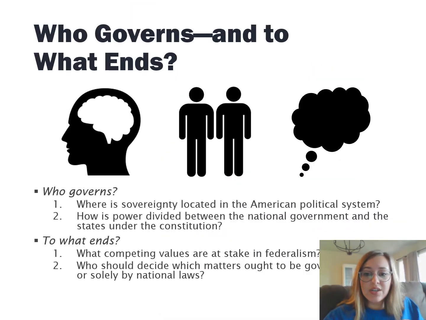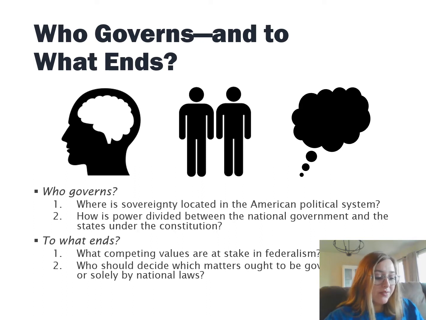So these are just your guiding questions from the book here. Where is sovereignty located in the American political system? Sovereignty is just like ultimate authority. So we'll talk a little bit about what that looks like, but according to the Constitution and the Supremacy Clause, the federal government ultimately has the say in any conflicts between federal and state law.